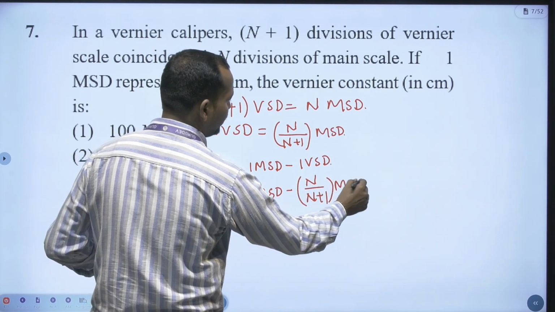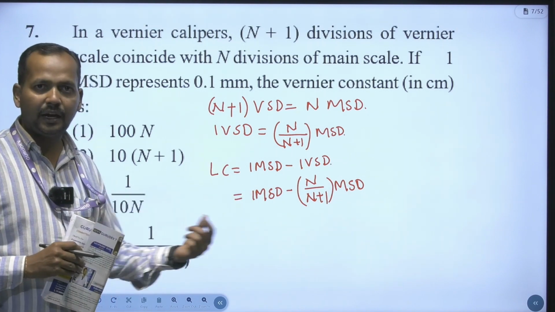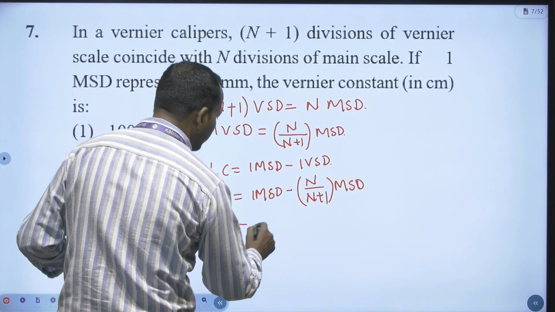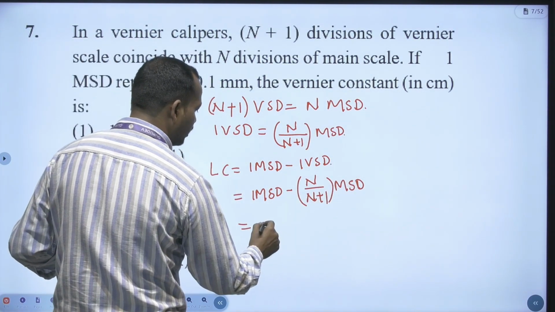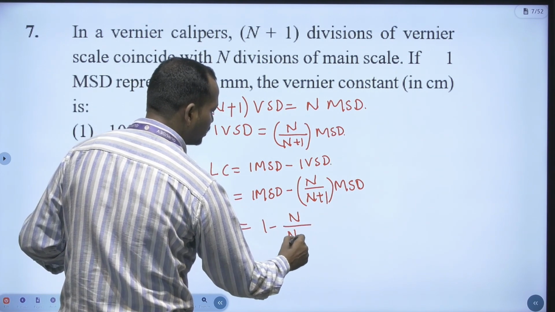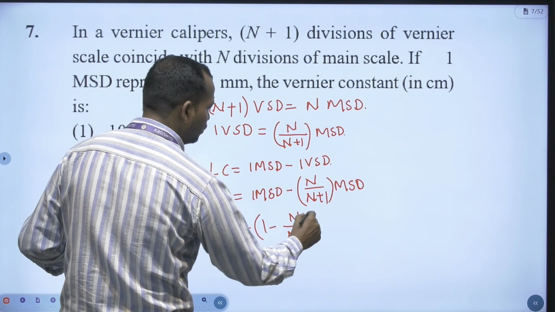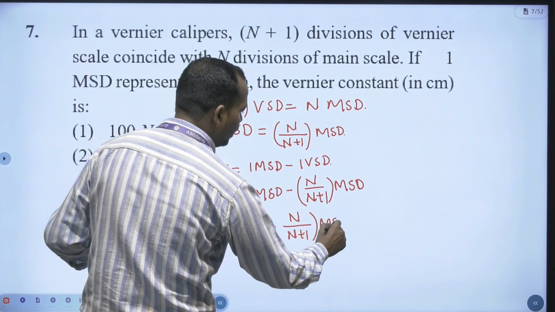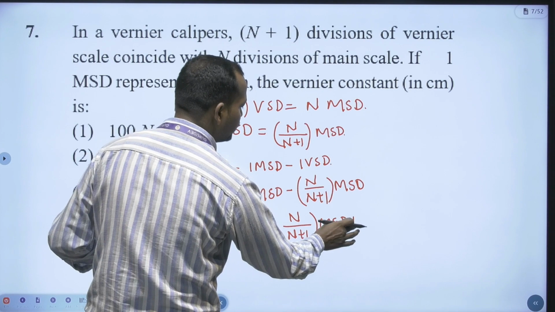So what is the common in these two? इन दोनों में कॉमन क्या है? अगर आप कॉमन लेंगे तो 1 माइनस MSD कॉमन आ जाएगा आपका, और ये 1 माइनस n डिवाइडेड बाय n प्लस 1 हो जाएगा इनटू ब्रैकेट ऑफ MSD, and you have to calculate what is the MSD value.